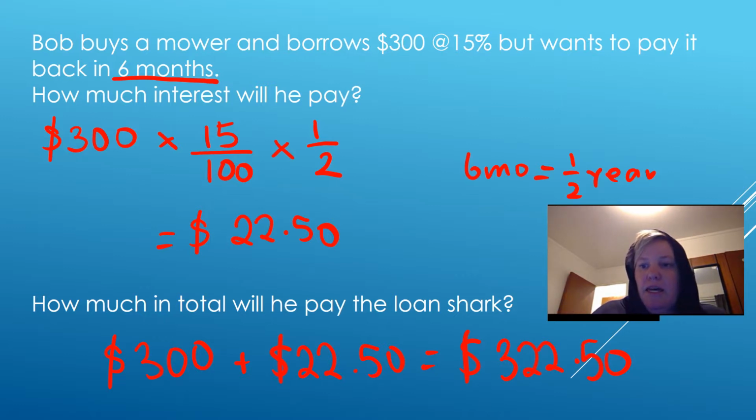Now see this half a year here. If it was, say, 3 months, 3 months would be a quarter of a year. If it was 1 month, then you'd say, well, 1 month is 1 out of 12, isn't it? Because there are 12 months in the year. And so you can adjust the fraction like that.